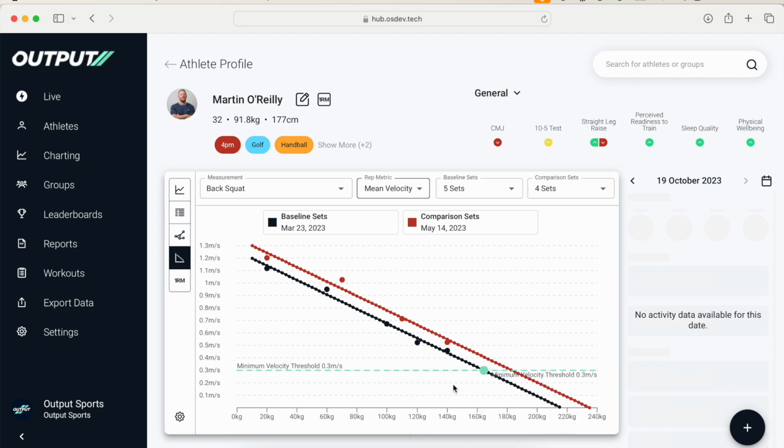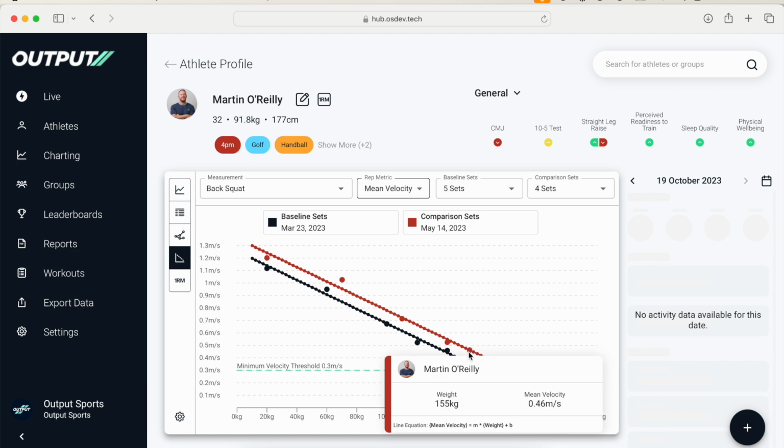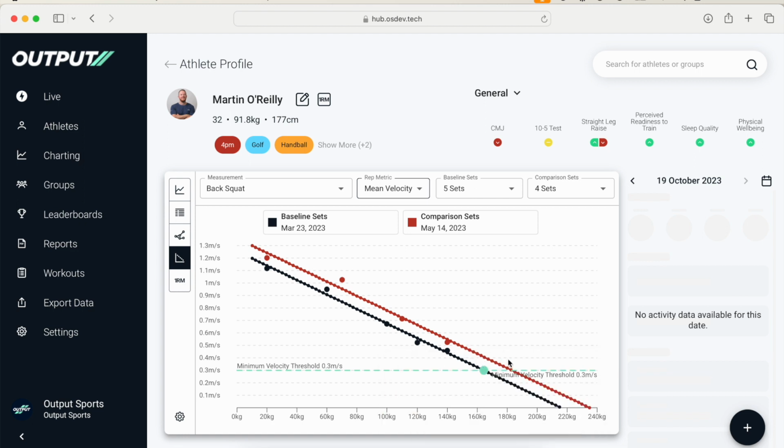So really easily, what we want to be able to look for here is that this red line is going to move away from the baseline and upwards, so maybe in this direction, meaning that he's going to be lifting more weight and he's more powerful with that weight as well. So he's quicker basically.